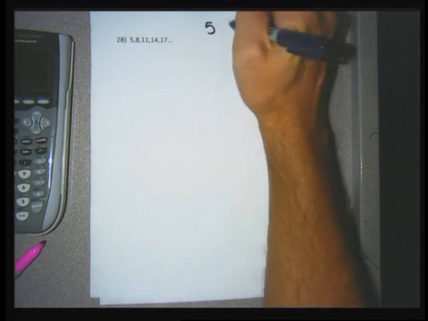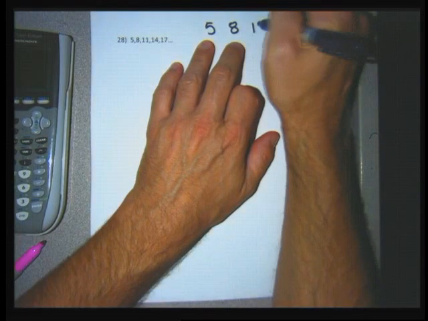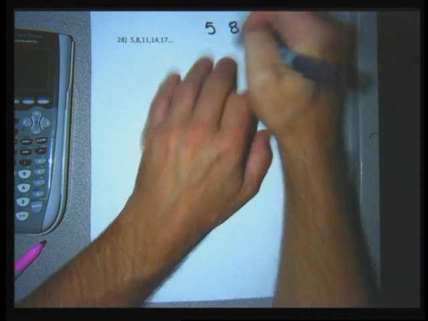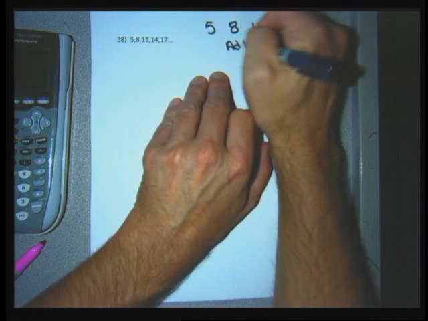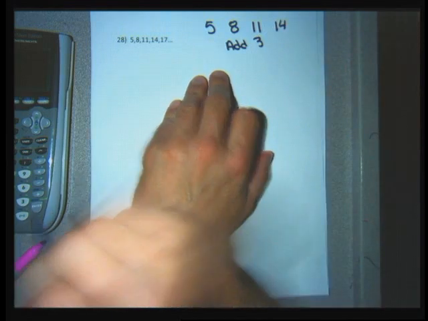Problem 28 is similar in that if you look at the numbers in the list, the first number is 5. If you add 3 to 5, you get 8, which is the second number in the list. If you add 3 to 8, you get 11, which is the third number. If you add 3 to 11, you get 14, which is the fourth number. So to get from number to number in my list, I have to add 3.